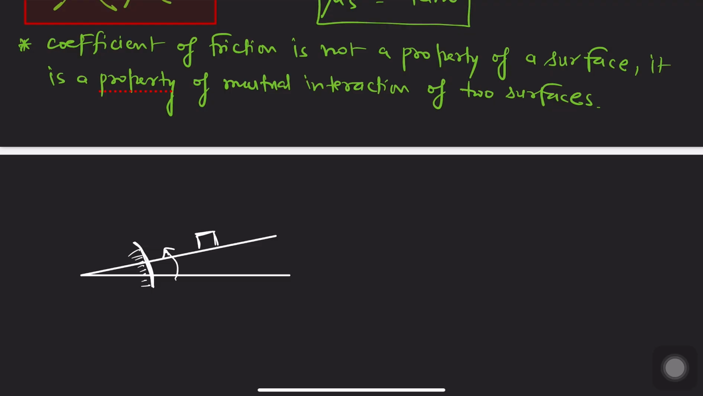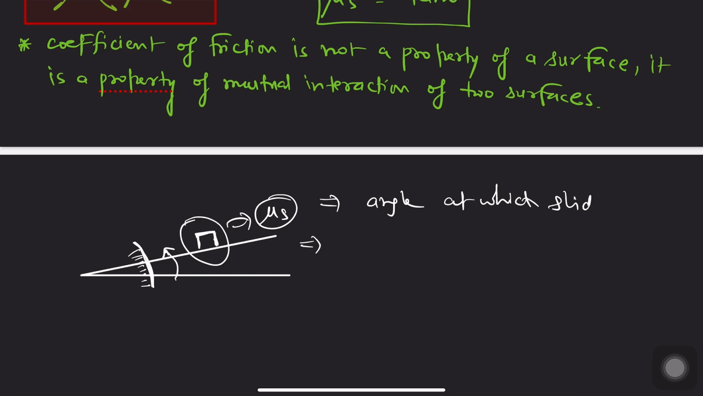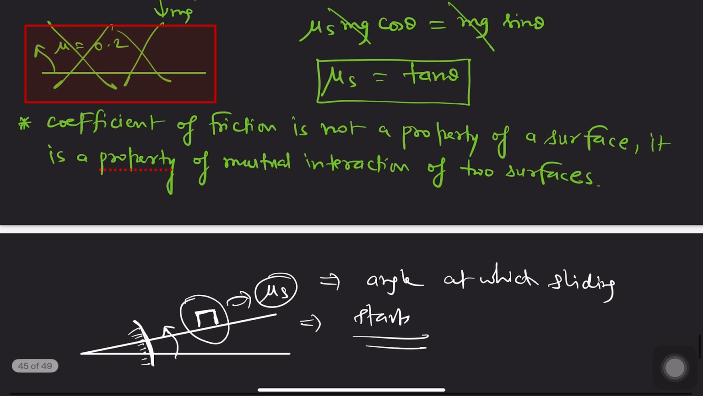And guys, what you have to do? You have to move this block so that the block and this surface have a unique friction coefficient, that would be mu s, that you want to find out. So you calculate the angle at which sliding starts. From this relationship you can find out the static friction coefficient that is acting on the body. I hope you understood, guys.